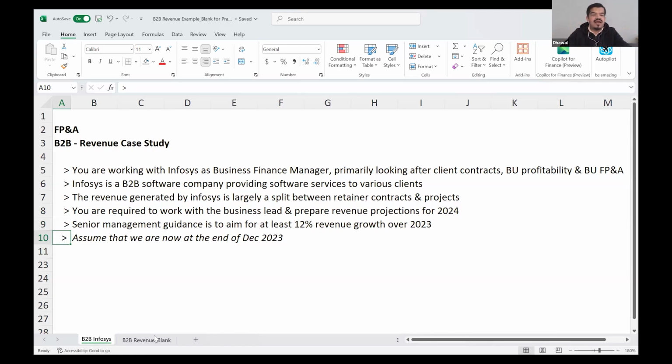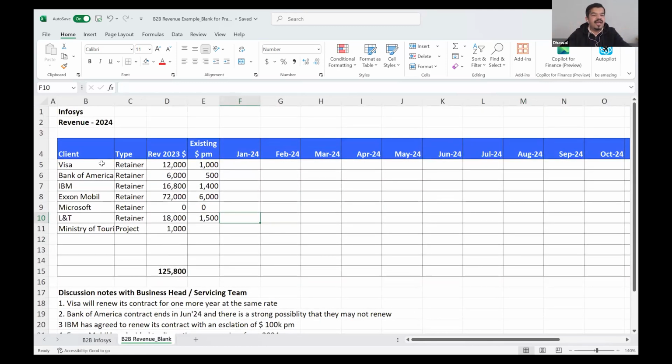Classic steps. We'll get our templates ready and have our historical data ready. We have our existing client data, whether they are a retainer or a project, how much revenue we did in 2023, and if they're a retainer, what the retainer per month is. We have all of that data here. Now we look at building our revenue budget for 2024, so we get our template ready.